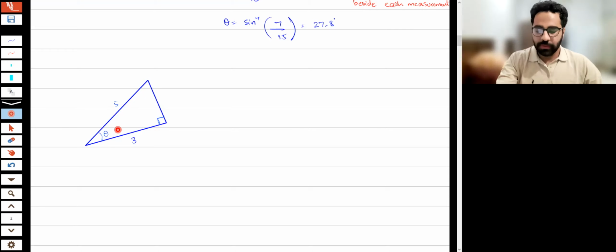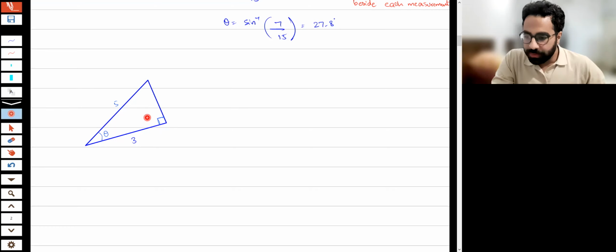If I have to find the value of theta and I have a right angle triangle, I can apply my trigonometric ratios. The first thing that I have to do before applying the trigonometric ratios is label the sides. This side would be the opposite, since it is opposite this angle. This would be the hypotenuse because this is opposite my right angle, and this one, which is left, would be the adjacent.